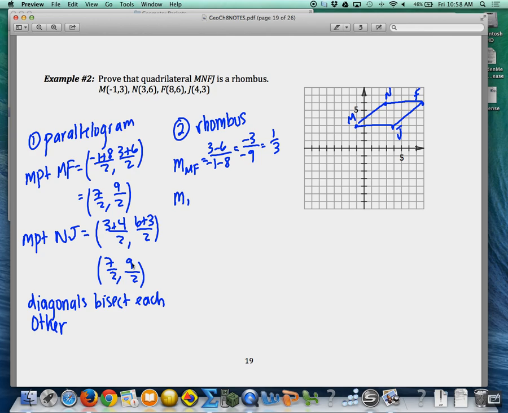So then I want to find the slope of NJ. So that's going to be 6 minus 3 over 3 minus 4. So this is 3 over negative 1. Okay, what did this show us? Diagonals are opposite reciprocals, so they are perpendicular.